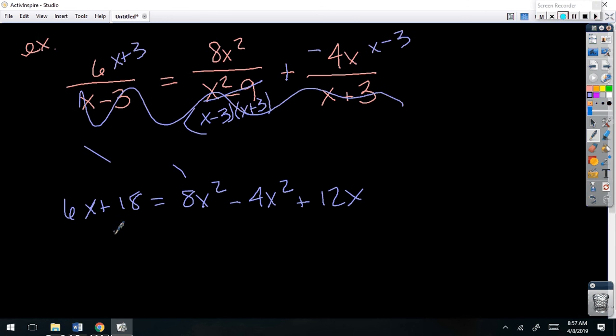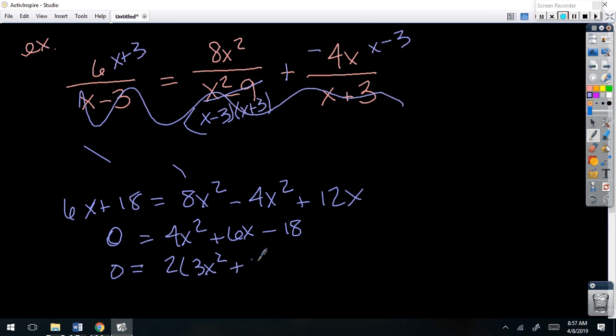All right, so I'm going to make it equal 0 because I do have a quadratic. So I got 4x squared. If I subtract 6x, I get plus 6x, and if I subtract 18, I get minus 18. Of course, I can take a 2 out of all these. 2x squared plus 3x minus 9. All right, so now I need to factor that.